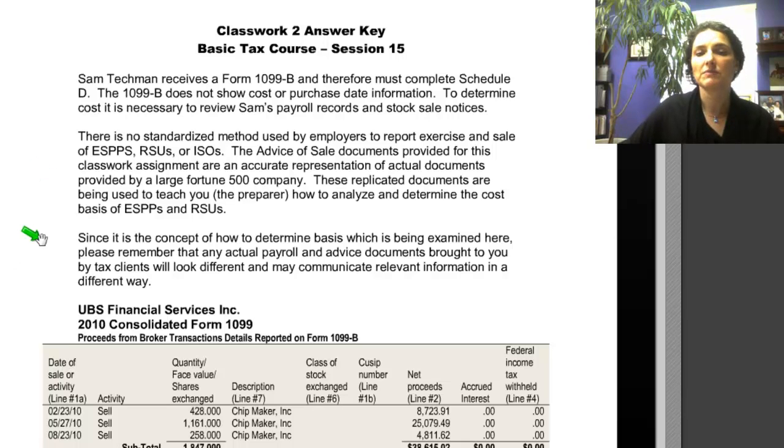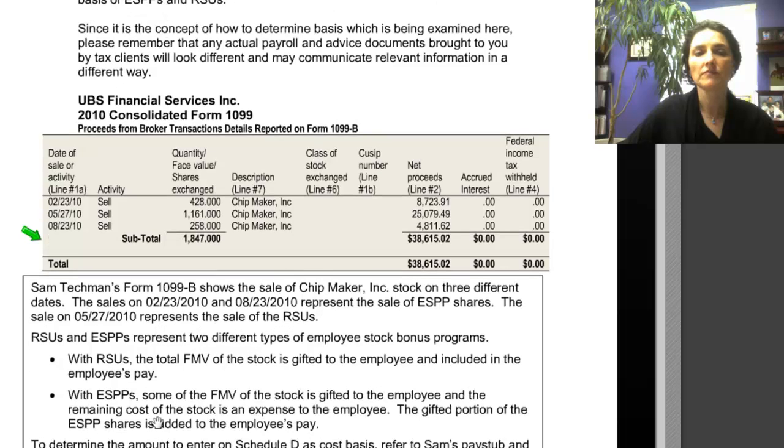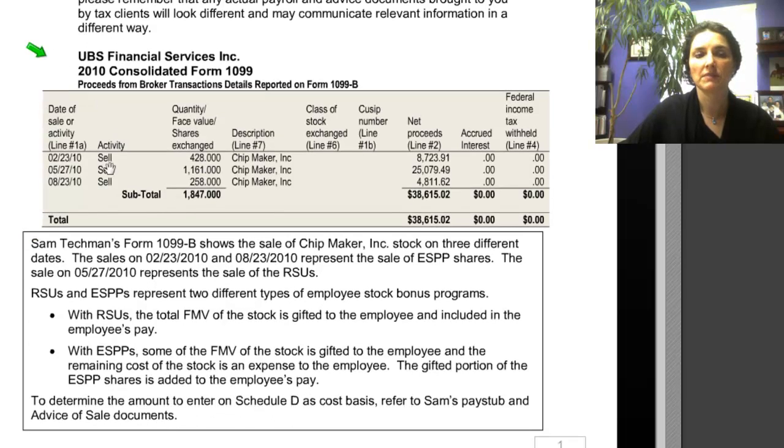Now, since it is the concept of how to determine basis which is being examined here, please remember that any actual payroll and advice documents brought to you by tax clients will look different and may communicate relevant information in a different way. So let's begin with the UBS statement.